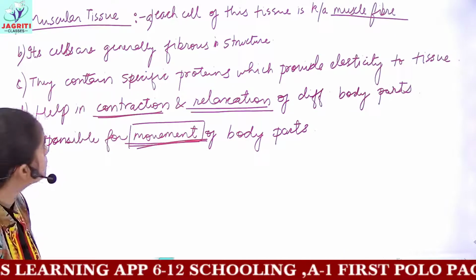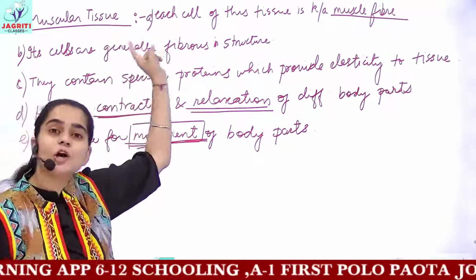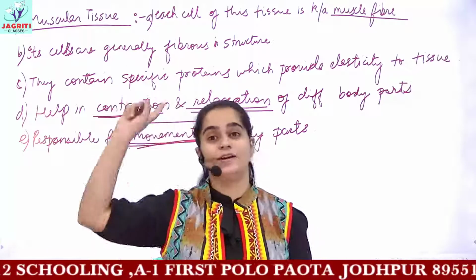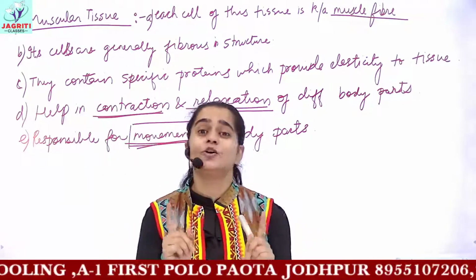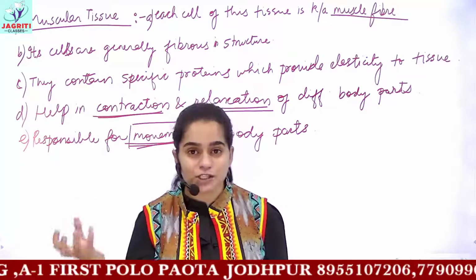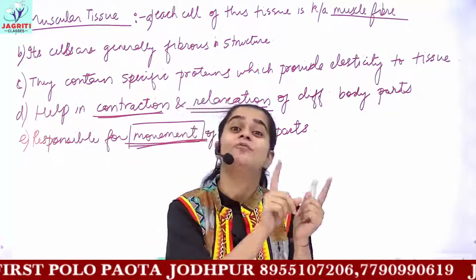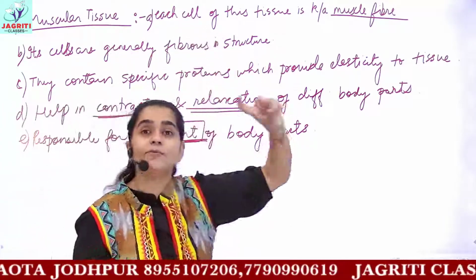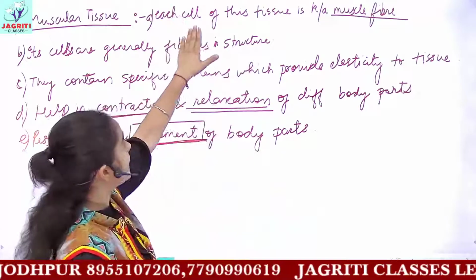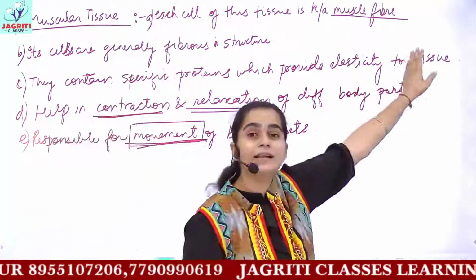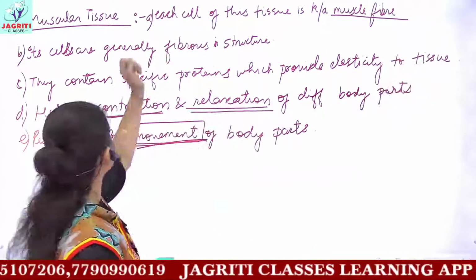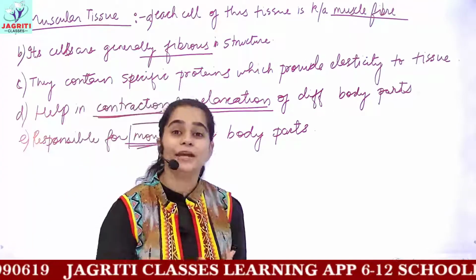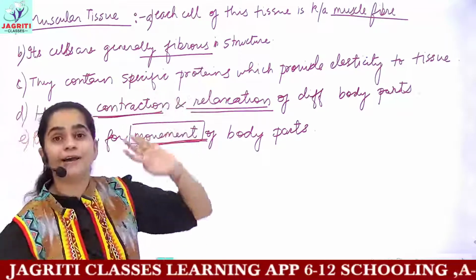Let's revise them once more. Muscular tissue. What do you mean by the term tissue? We have done this in the starting of this unit. Tissues are a group of cells which have similar structure and perform the same function. And because these are made up of a group of cells, each cell of this tissue is known as muscle fiber. Then the next point: these cells are generally fibrous in structural appearance. So these are fibrous in nature.